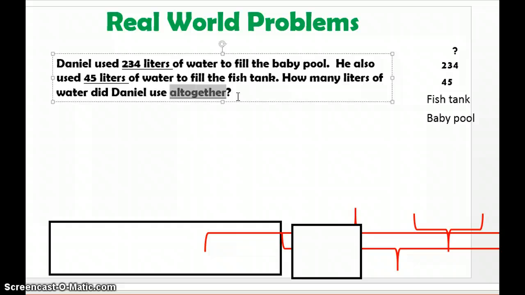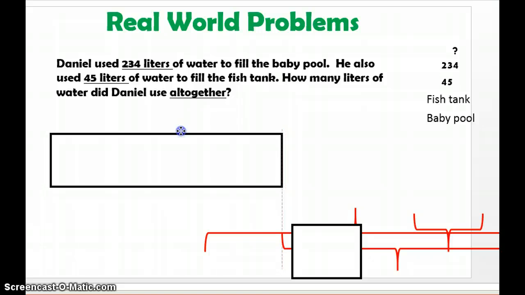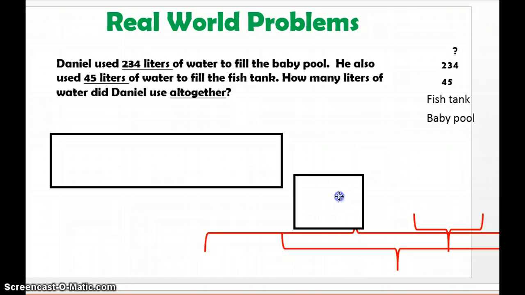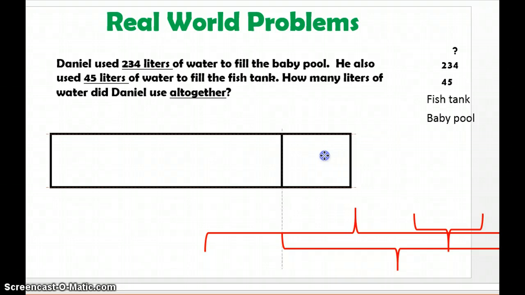So the first thing I'm going to do is set up my bar model. Before anything else, I'm going to do that first. I'm going to use this bar to represent either the baby pool or the fish tank. I haven't decided yet. This bar here is going to represent one of those also. I'm going to put them together. These are my two parts. Clearly, one part is way bigger than the other one.